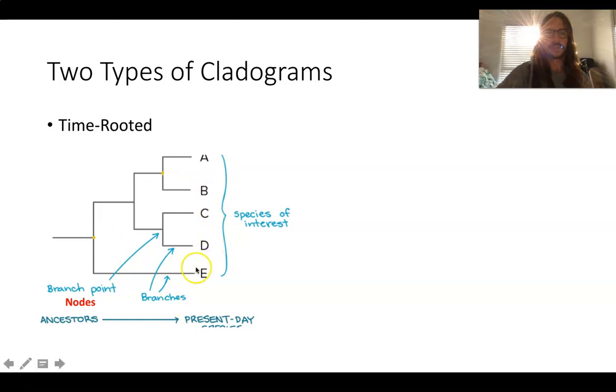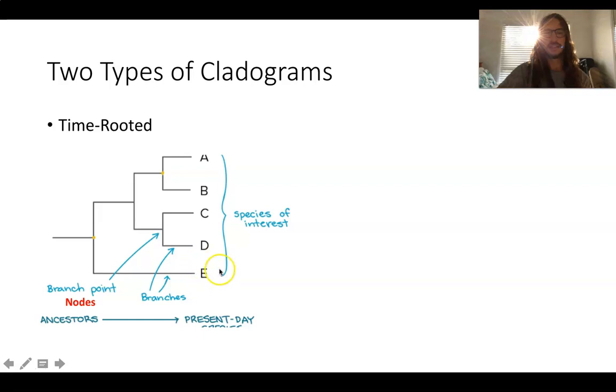So species E, starting here, follow the line, here we are. We've reached our first branch point, our first node. So that's number 1. Where's my cursor? Number 2, number 3, and there we are. So there were 3 nodes between species E and D. That was 1, 2, 3. Remember that.